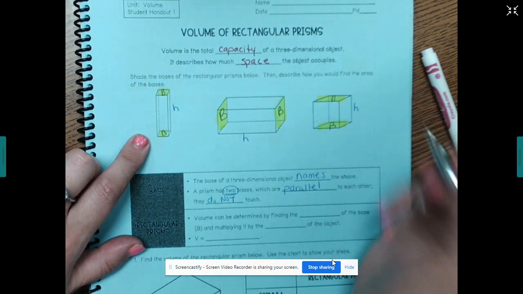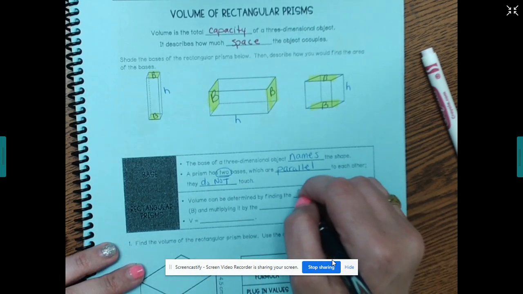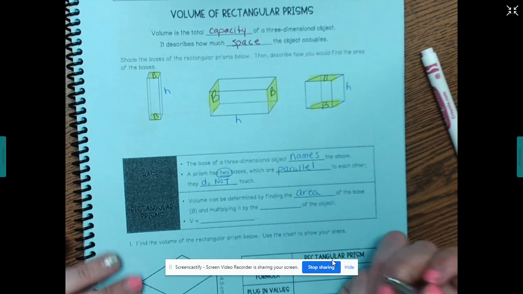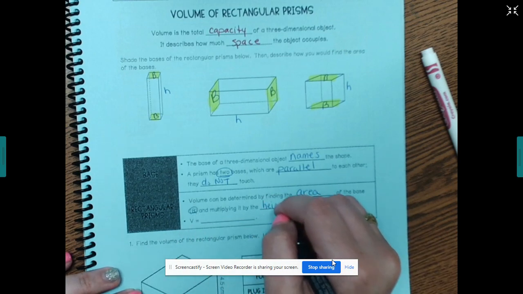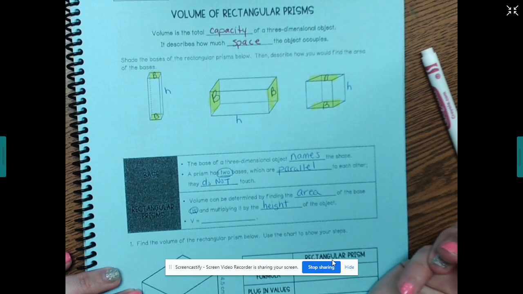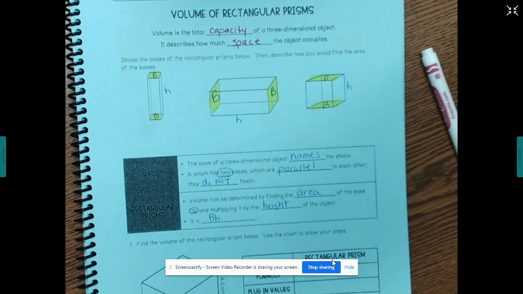Big B, height, okay? So volume can be determined by finding the area of the base, which we call big B, and multiplying it by the height of the object, okay? So our formula is V equals capital B H, okay? V equals big B little h. This is a new formula we have not looked at. So again, it's a capital B. There is a reason for that, okay?